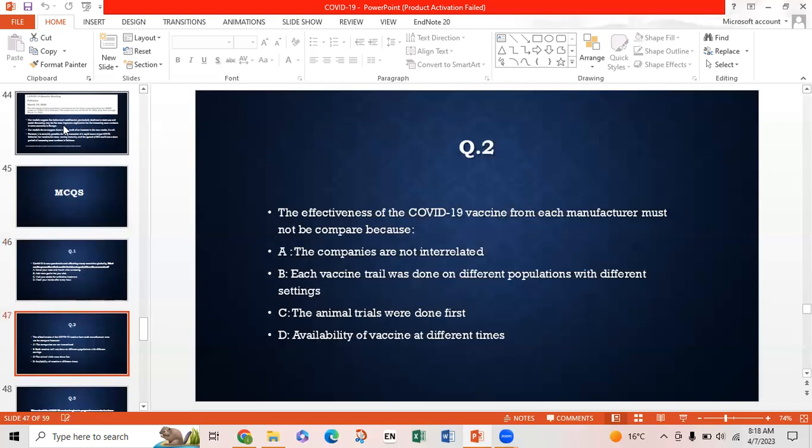Second MCQ: the effectiveness of COVID-19 vaccines from each manufacturer must not be compared because: option A, the companies are not interrelated. Option B, each vaccine trial was done on a different population with a different setting. Option C, animal trials were done first. And option D, availability of vaccine at different sites.